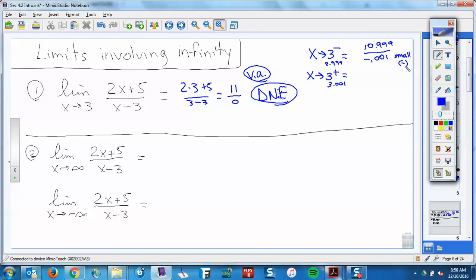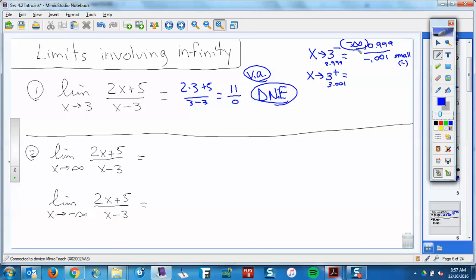So this is why this number didn't matter. 10.999 or 11 or whatever that number is, it's positive though, divided by a really small negative. What's that? Big negative. Well, what big negative are we talking about? Infinity. We're talking about negative infinity. So on this side, it's going to negative infinity is what we just learned.